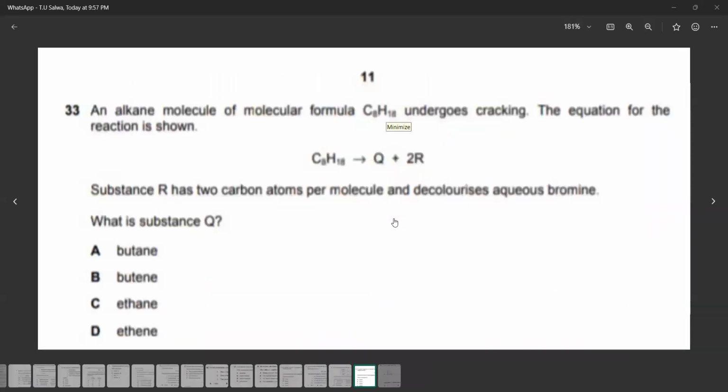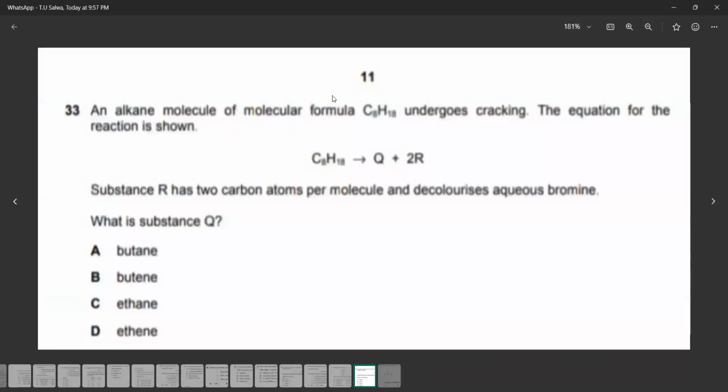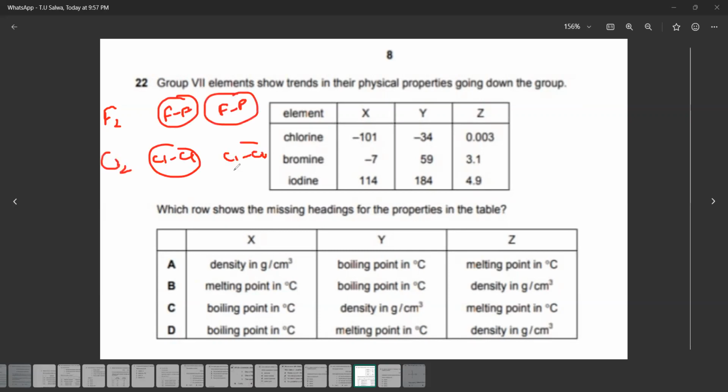Melting and boiling points increase due to strong attractive forces between the molecules. These forces between molecules are known as van der Waals forces. You will learn in A levels, not in O levels, that van der Waals forces depend on the number of electrons in each molecule. As the number of electrons in each molecule increases, the van der Waals forces increase. That's why as we go down the group, the boiling point increases for group 7.